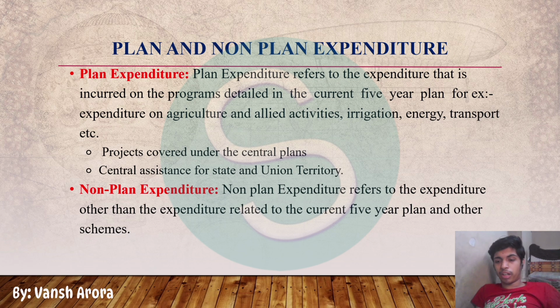If I take an example of planned expenditure, it means expenditure on agriculture, expenditure on allied activities, expenditure on irrigation, etc. But if I talk about examples of non-planned expenditure, we will not get an example because it is on-the-spot expenditure. Like in the COVID times, in the pandemic period, there was certain expenditure that was incurred which was not planned, right? So that will also be considered as non-planned expenditure.